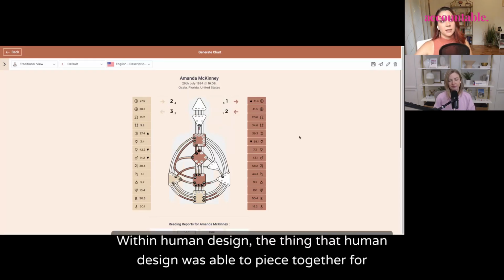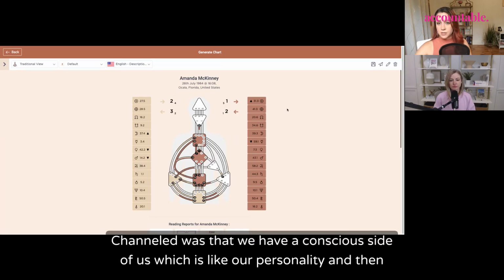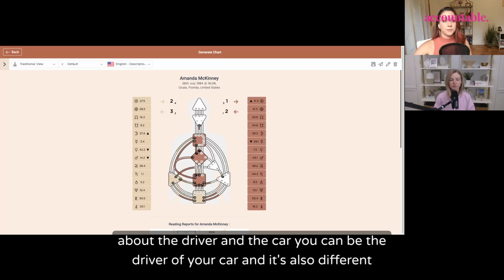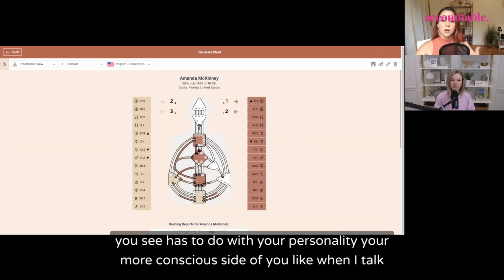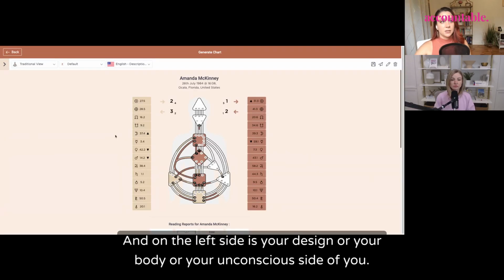Within human design, the thing that human design was able to piece together for astrology that astrology hadn't yet channeled was that we have a conscious side of us, which is like our personality, and then we have an unconscious side of us, which is like our body. In human design they talk about the driver and the car. You can be the driver of your car, and it's also different than the health of your car that you're driving. So, on the right hand side, everything you see has to do with your personality, your more conscious side of you. And on the left side is your design or your body or your unconscious side of you.